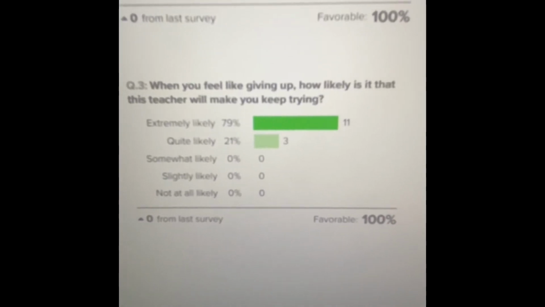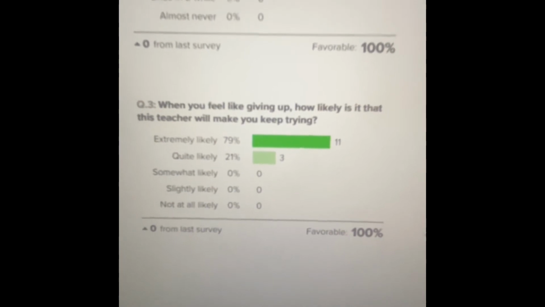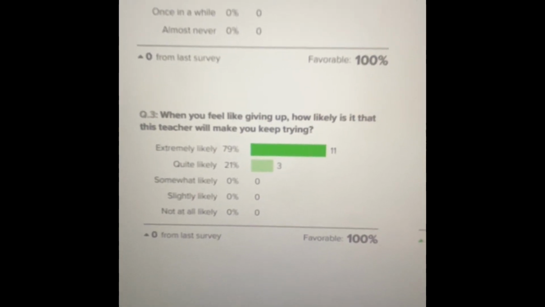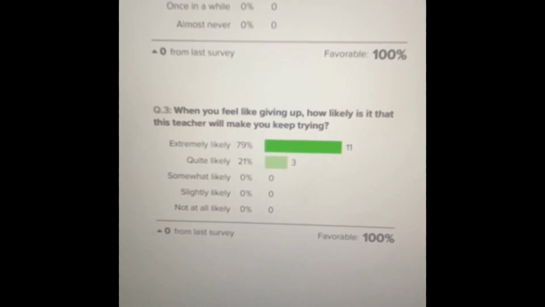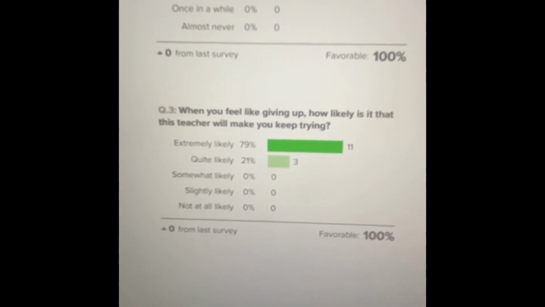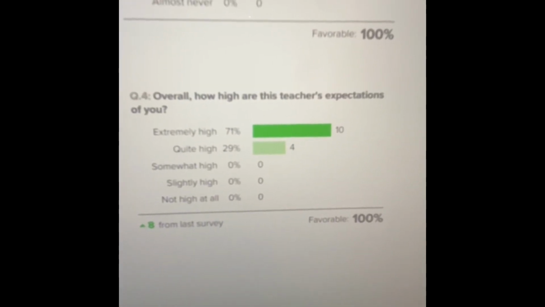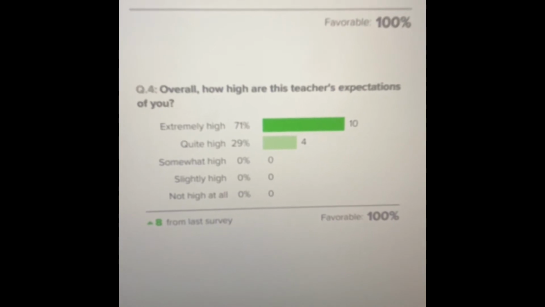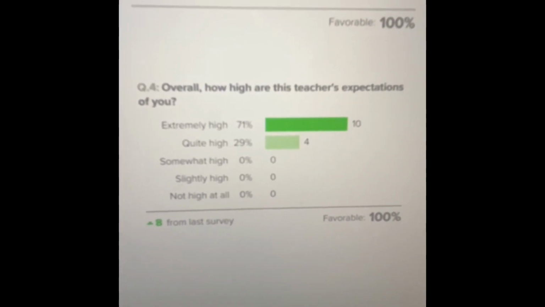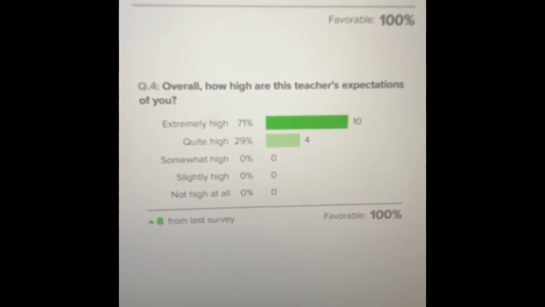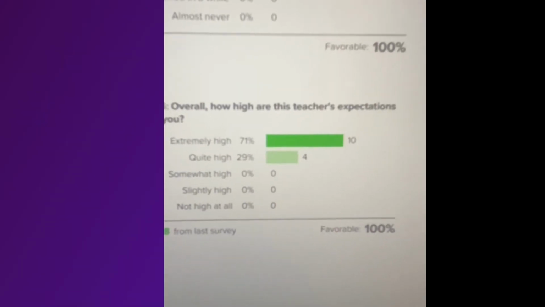When you feel like giving up, how likely is it that this teacher will make you keep trying? Nobody gives up in our class. You know, there's just no way. You have to keep trying. We have to figure it out until everyone gets it. Failure is not an option in my class. And overall, how high are the teacher's expectations of you? Of course, very, very high. I tell them since day one, they're here to learn, they're here to work, and I have very high expectations because I know they can.